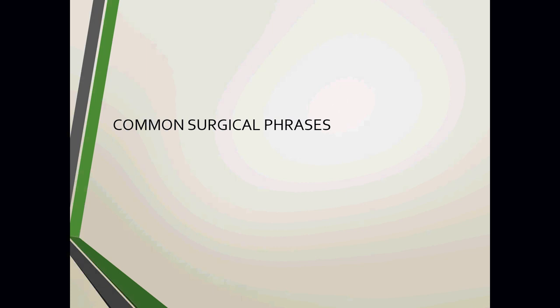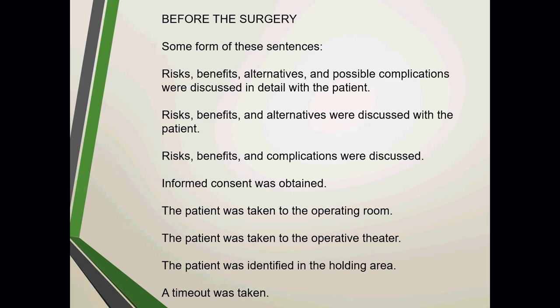So let's go over some common surgical phrases. You'll hear these very often. Some are for legal reasons. Sometimes dictators just fly through these, though, and they're very difficult to understand because they say them so often. You'll hear some form of these sentences. Risk, benefits, alternatives, and possible complications were discussed in detail. They could say that 1,000 different ways almost. Risk, benefits, and alternatives were discussed with the patient. Risk, benefits, and complications were discussed.